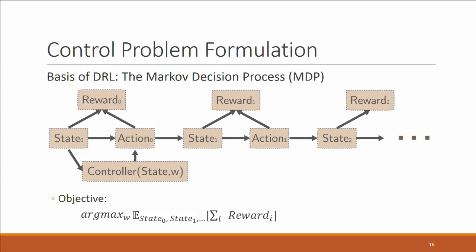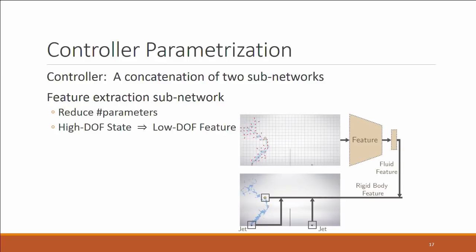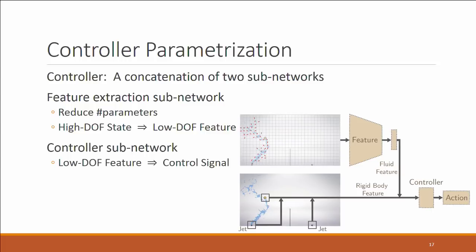Next, let's look at how we represent our controller. This controller is a concatenation of two networks. The state estimation net maps from the high-dimensional state of the fluid to low-dimensional features. We introduce this block to greatly reduce the number of parameters in the neural net to be optimized. Let's say you use convolution layers, and you can reduce the number of parameters. The next network maps from the low-dimensional features to the control signal.